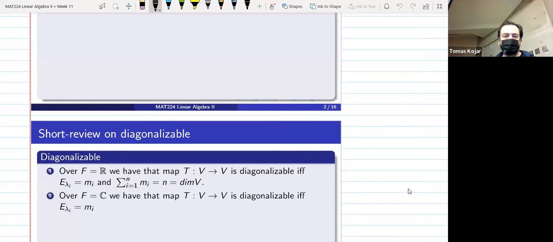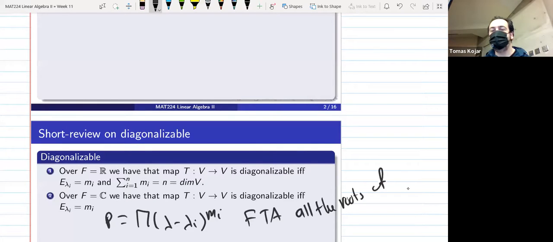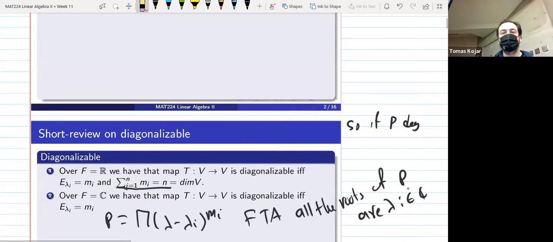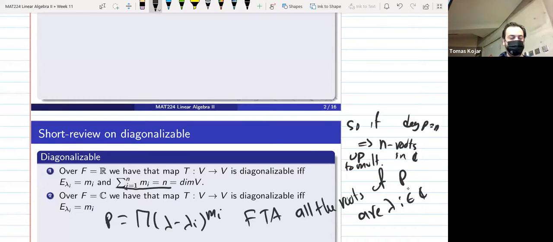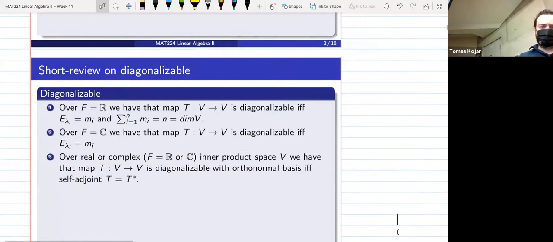So we have the characteristic polynomial, and you factor it as a product of lambda minus lambda i to the m i. And the fundamental theorem of algebra says that the polynomial completely splits, so all the roots of P are in C. If you're degree n, you will have n roots in C up to multiplicity. Okay, that was one.